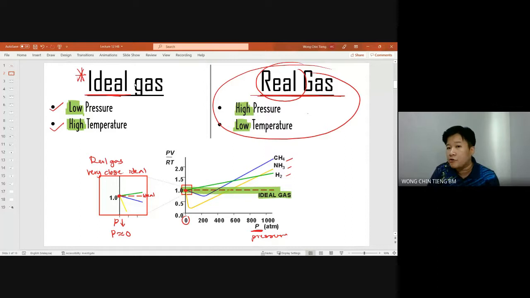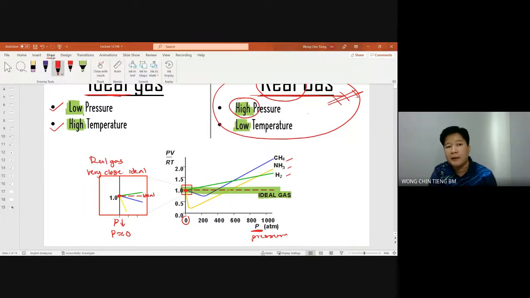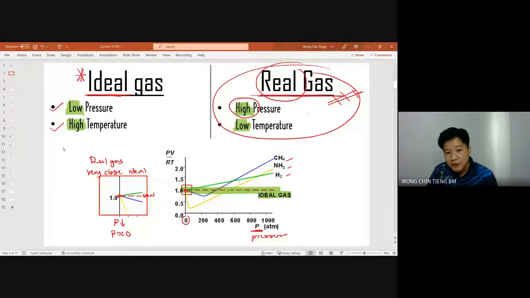Betul. Tetapi cuba tengok bila dia start bergerak kepada high pressure. Sebab kita tahu real gas akan wujud bila tekanan tinggi. So, cuba kita tengok bila dia start bergerak kepada tekanan tinggi, guys. Bila dia start bergerak kepada tekanan tinggi, pressure increase over here. So, kita tengok hujung terus, senang. Bila tekanan kita tengah tinggi, pressure 1000 atm, tekanan dah tinggi, kamu akan nampak all your gases over here, guys, will be very far.